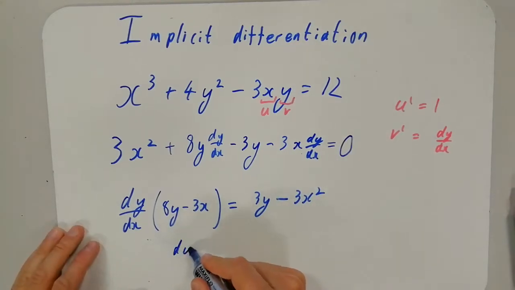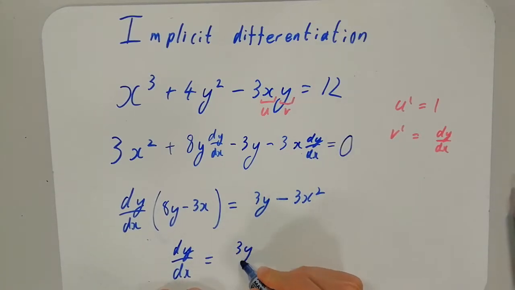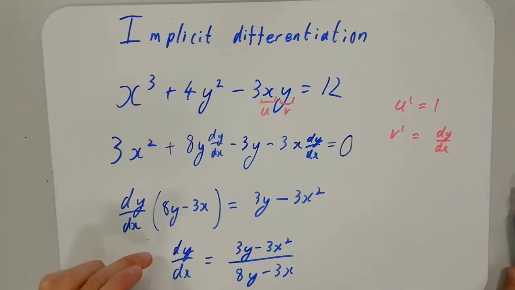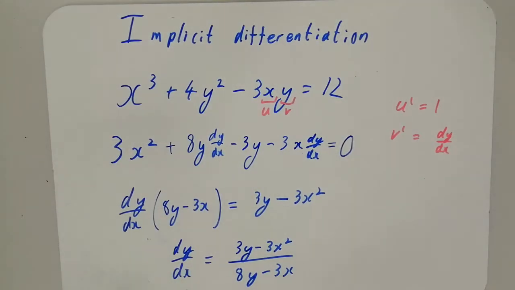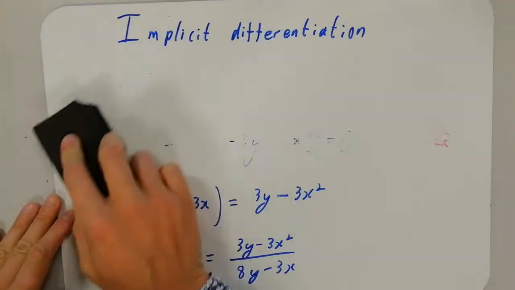And then dy/dx is equal to (3y minus 3x squared) over (8y minus 3x). So we've found dy/dx from an implicitly defined function. We'll just have one more look at another example of this.